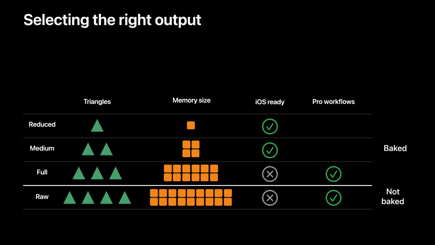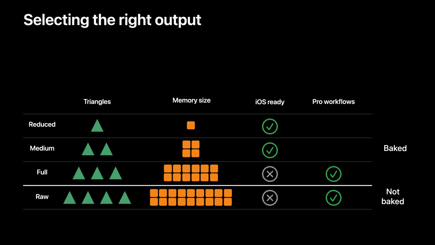Now that we've covered tips and tricks for capturing images, let's move to our last section on how to select the right output. There is a variety of different output detail settings available for a scan. Let's take a look. Here is the table showing the detail levels.